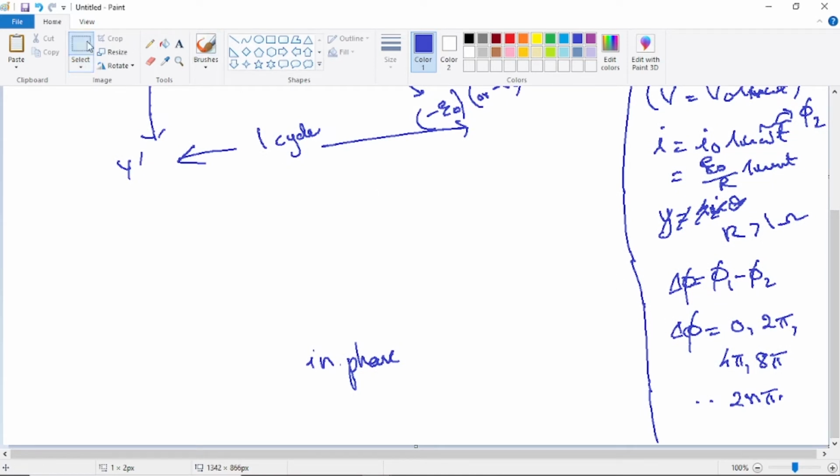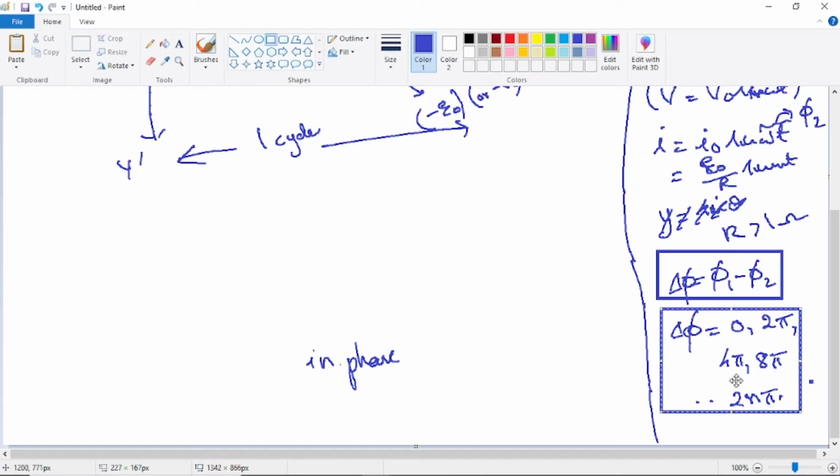So just a moment, please. I'll just separate them. Now just see this here. This is the phase difference equation. So whenever the phase difference happens to be this, they are said to be in phase. This is called the condition for in phase. Two quantities to be in phase, this is called the condition for in phase.